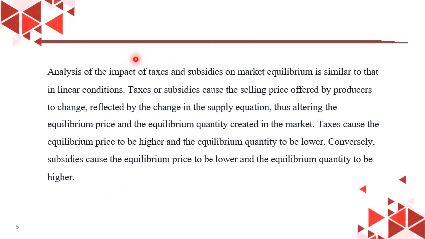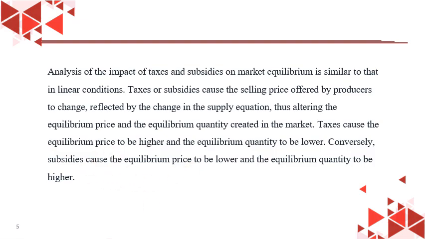Now, another thing to do in market equilibrium analysis is to add the impact of taxes and subsidies, which is also similar to the linear condition. Taxes or subsidies cause the selling price offered by producers to change, reflected by the change in the supply equation, thus altering the equilibrium price and the equilibrium quantity created in the market. Taxes cause the equilibrium price to be higher and the equilibrium quantity to be lower. And conversely, subsidies cause the equilibrium price to be lower and the equilibrium quantity to be higher.